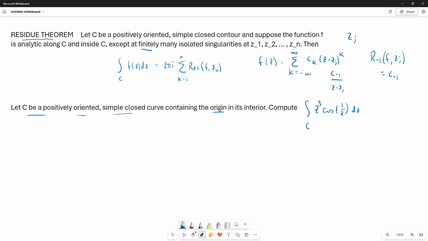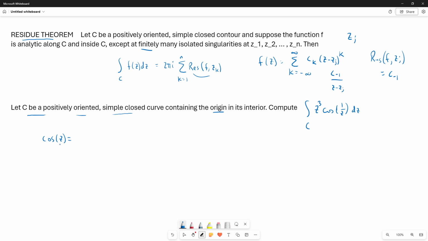Now in our case, our function only has one singularity, and it's at the origin, because z cubed is entire, cosine of z is entire, but 1 over z has a singularity at the origin. So the composition here has that same singularity at the origin. So we only have one singularity, so our sum is just going to be one term. We have to find one residue. So we need to make the Laurent series for this function, and we need the center of that Laurent series to be 0.